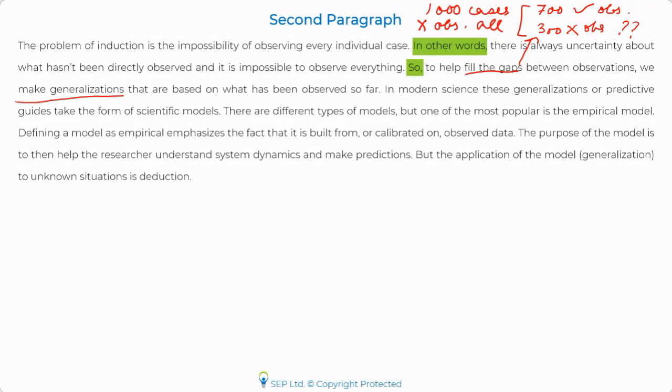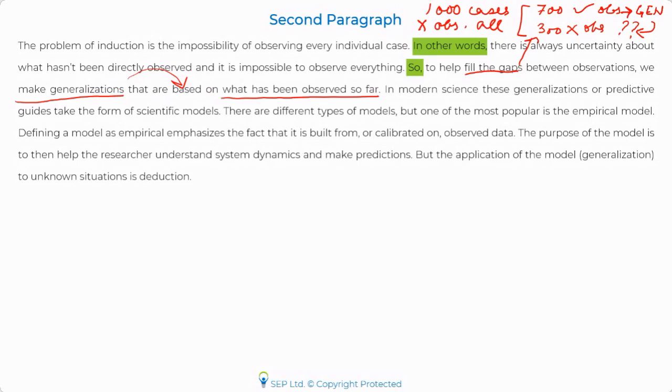Okay. And how are you going to use the generalizations? These generalizations are going to be based on what has been observed so far. So the 700 that you have observed, you are going to generalize, and you're going to use that generalization to get data about these 300. All right. Now I have a full understanding.